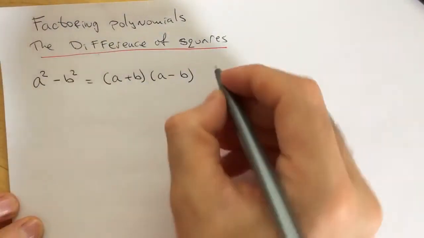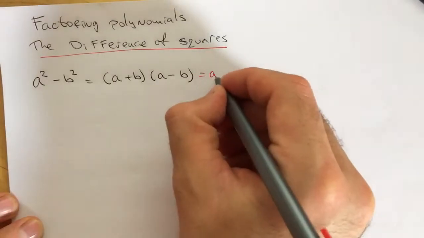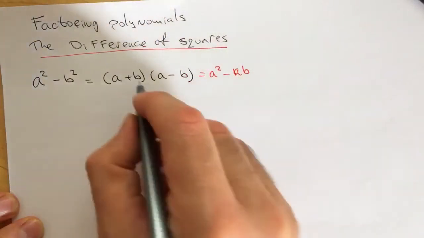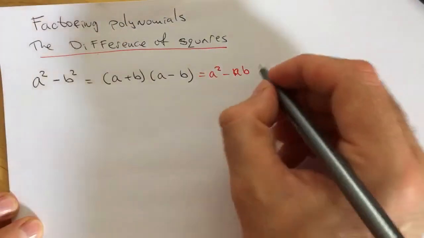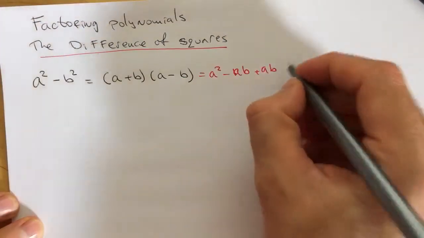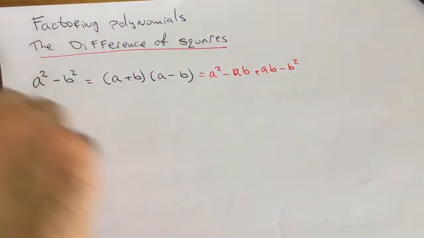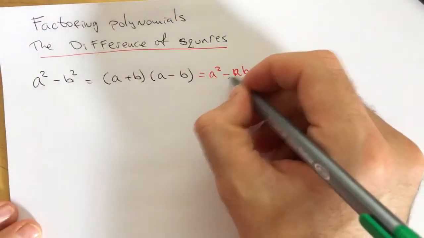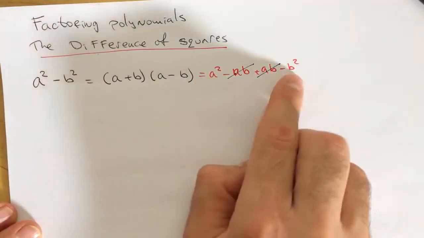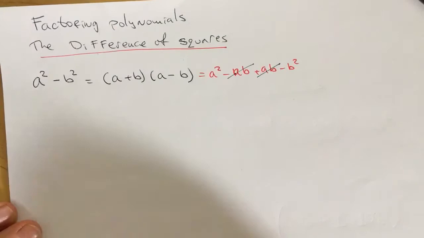Just FOIL this expression here. A times a is a squared. A times negative b is minus ab. B times a is ba or ab. And b times negative b is negative b squared. Obviously, negative ab plus ab cancels out, and we're left with a squared minus b squared, what we had in the beginning.